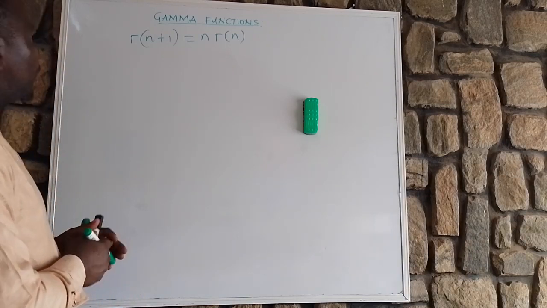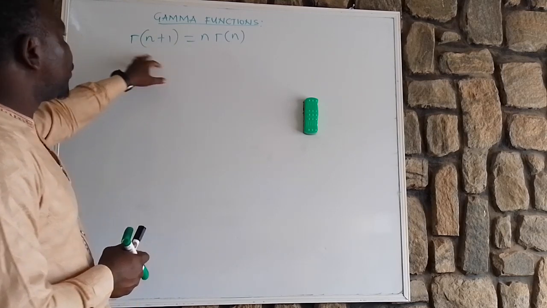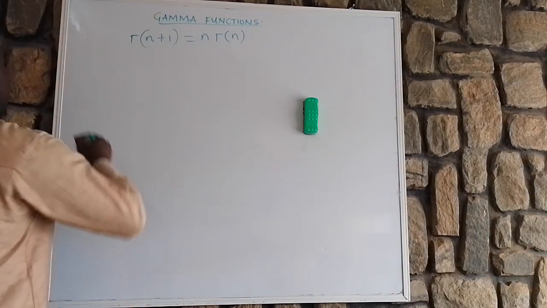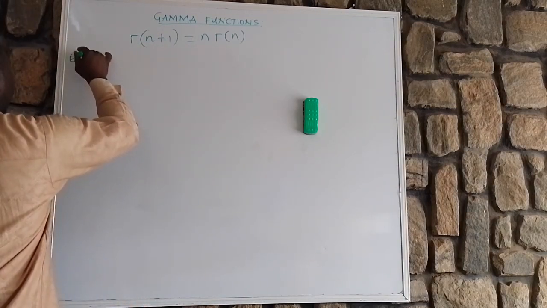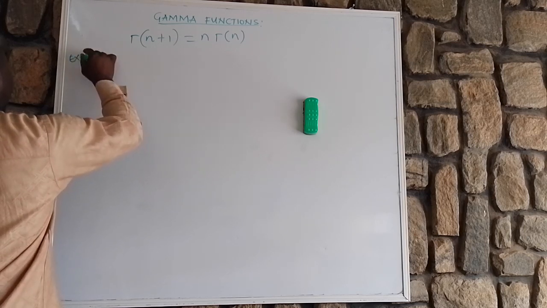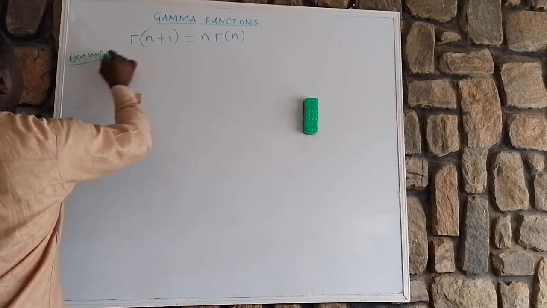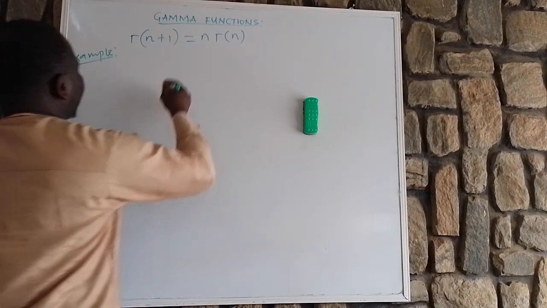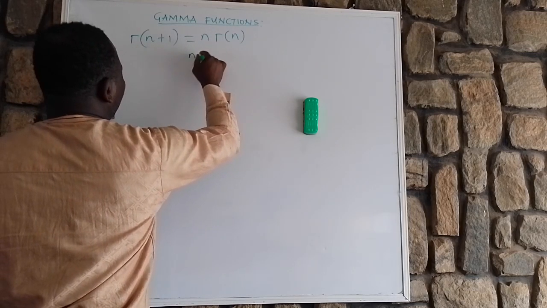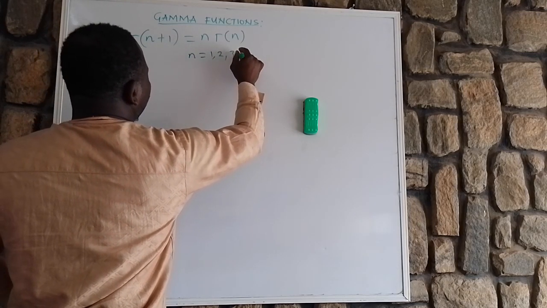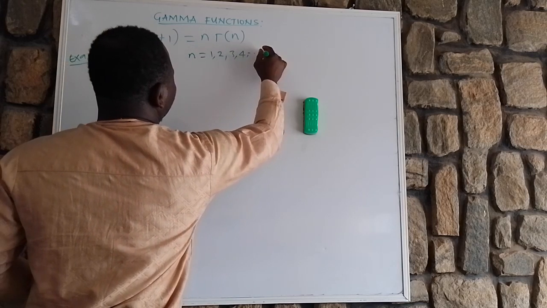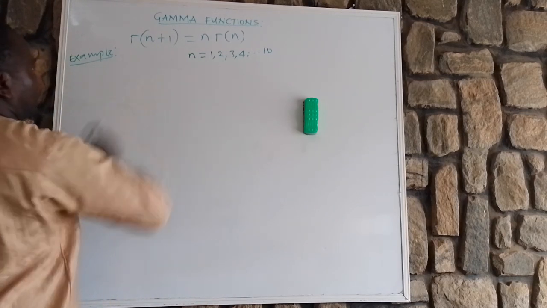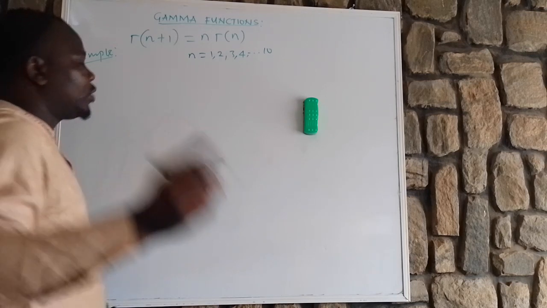Okay. Now, how can we use this formula to solve examples? That is what we want to look at. Let's look at it together. Example. Now, assuming your n is equals to 1, 2, 3, 4 up to 10. How are you going to solve this? That is what we want to look at.